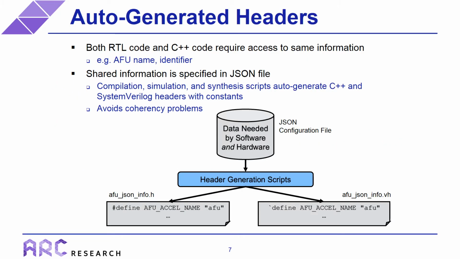So another issue to be aware of when creating an AFU is that there is information about the AFU that has to be accessed by both the software code, C++ or whatever language you are using, and by the register transfer level code. So two examples of this would be the name of the AFU and then the unique identifier that identifies that AFU. And so if you were to do this in a quick and dirty way, you could basically put that information manually into a header file in the C++ code. You could put it manually to wherever it's needed in the RTL code.